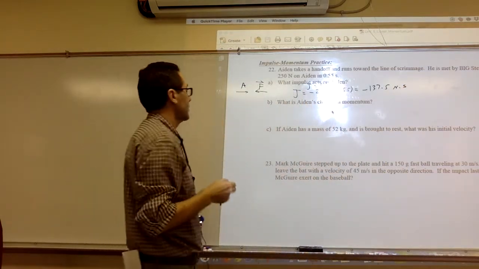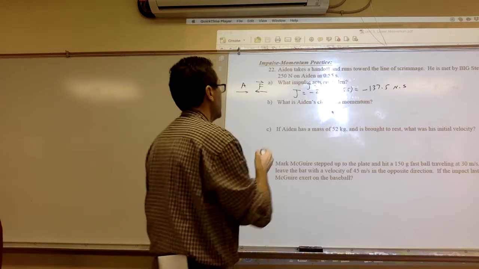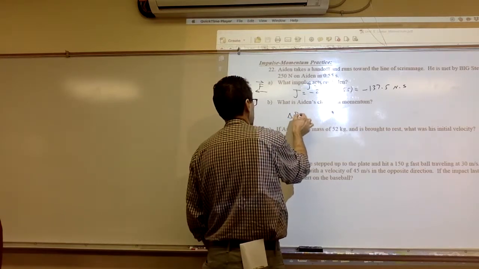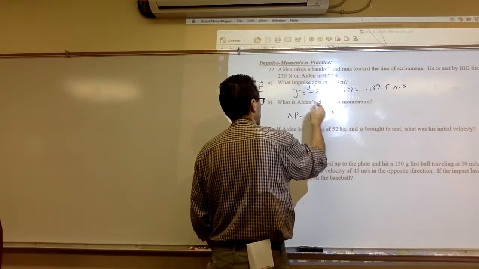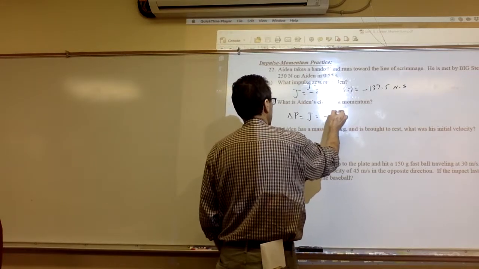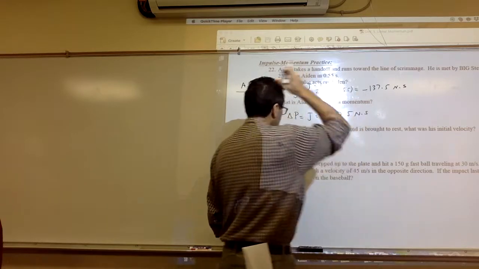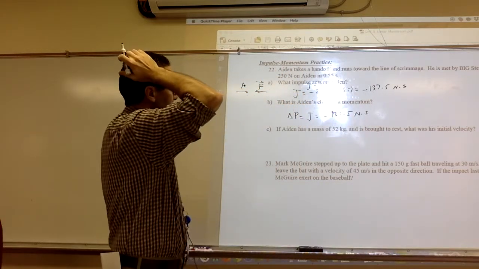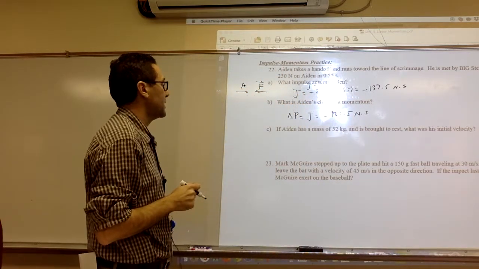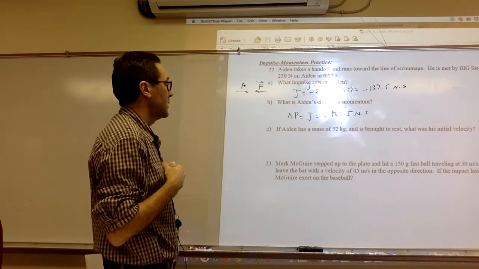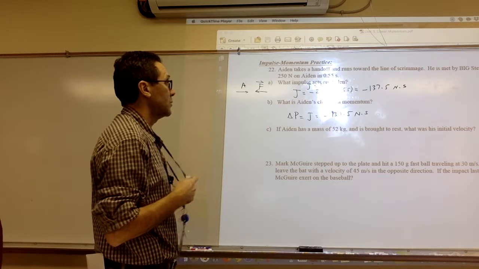What is Aiden's change in momentum? Well, change in momentum is the same thing as impulse according to our equations. So that's going to be negative 137.5 newtons times seconds, which means he's going to have to slow down. If Aiden has a mass of 52 kilograms and is brought to rest, what was his initial velocity?